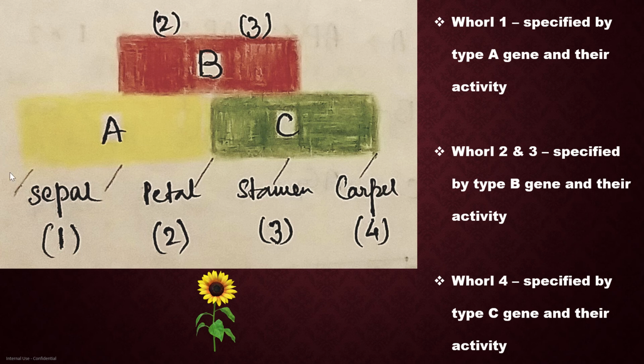So in a nutshell, you can say that class A gene controls sepals and petals, class B controls petals and stamen, and class C controls stamens and carpels. So this is the basic genetic control that works behind the identity of floral organs.